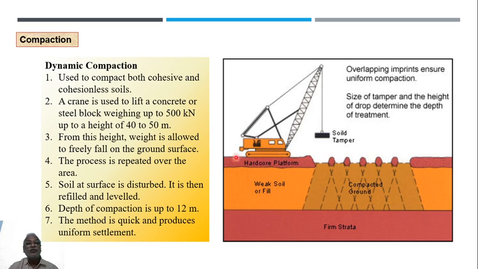The only idea here is that overlapping imprints ensure uniform compaction. Here there is no overlap. You have to overlap, meaning the next fall should be slightly over the top of the earlier fall. Here there is a gap. This shouldn't happen actually. When there is an overlap, uniform compaction will happen and no loose pockets will be left. This is what is called dynamic compaction. It is a kind of ground improvement technique.